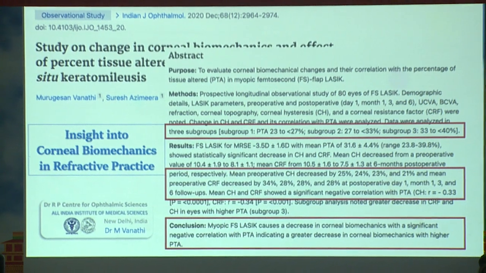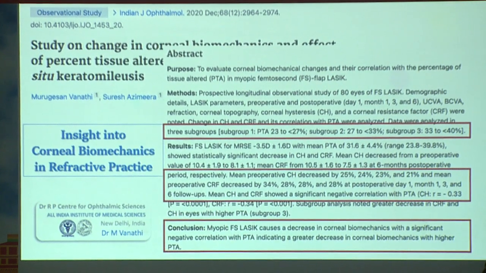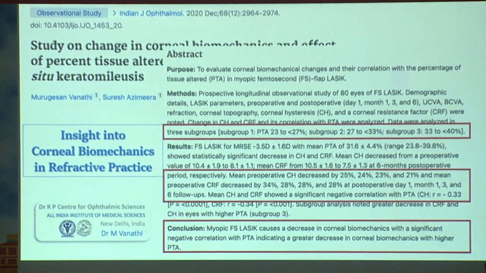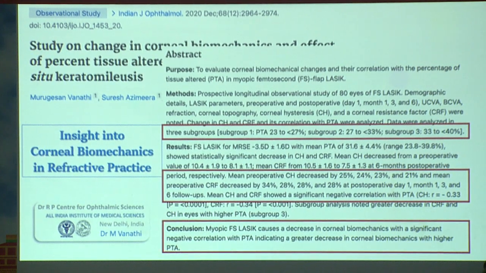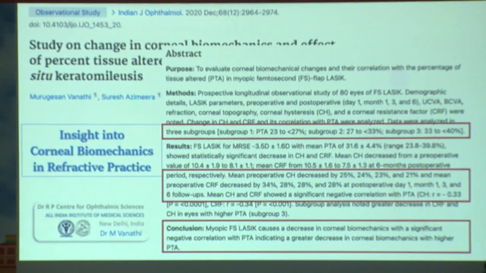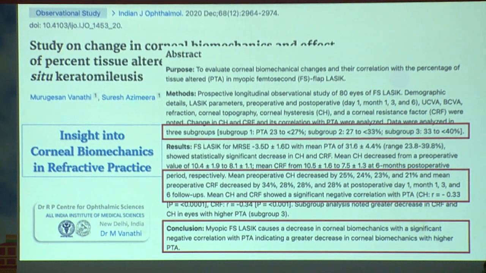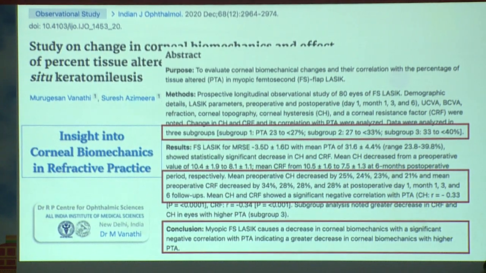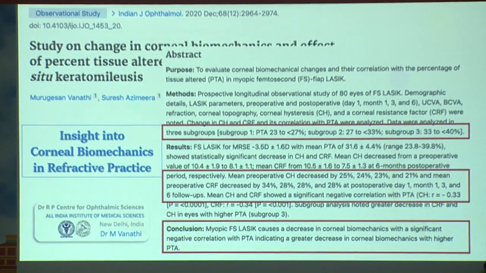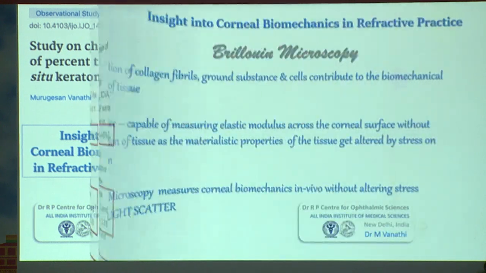And this was done with the Ora machine way back. We didn't have the Corvis then; it was just coming in. We looked at how the corneal hysteresis and the corneal resistance factor change when we are still operating within the safe range of the PTA. The correlations did reveal that when your ablations are on the higher side, when the PTA is higher, that does produce a significant change, with a mild negative correlation.